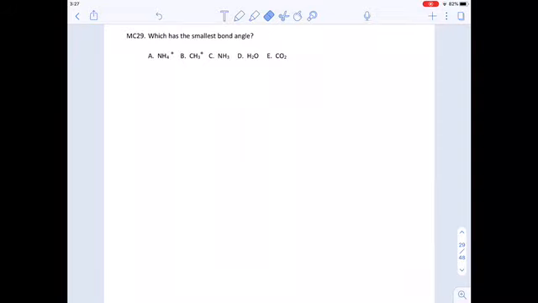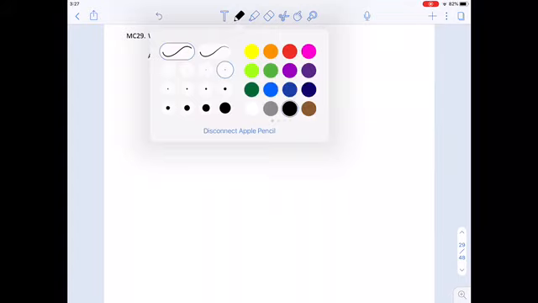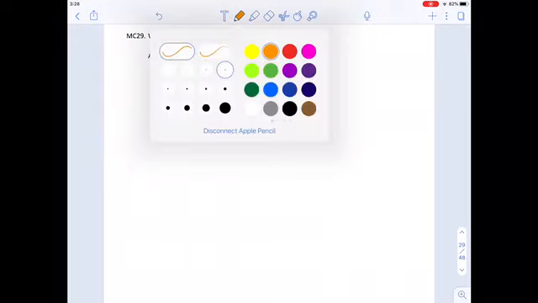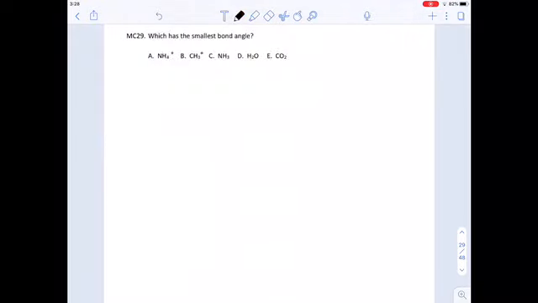Okay. So the first thing you're going to want to do for multiple choice 29 is, since they're asking you the smallest bond angle, you want to draw out the structures of each of these and hopefully remember their shapes and the corresponding angles for each of the shapes. So NH4 is going to look like this. And this is going to be a tetrahedral shape.